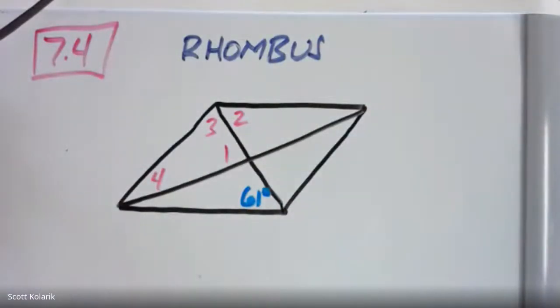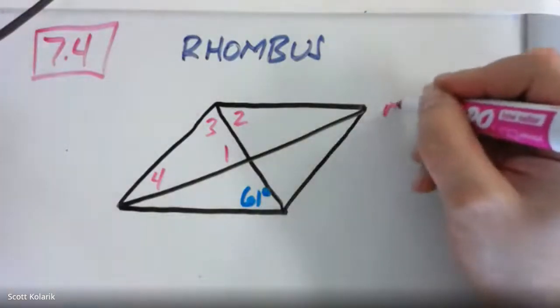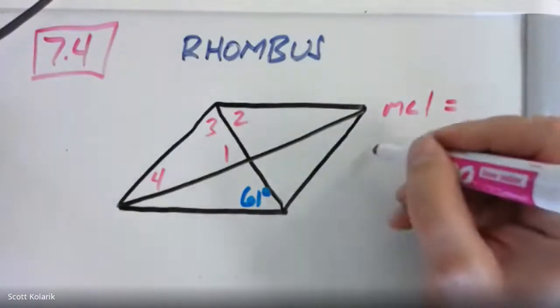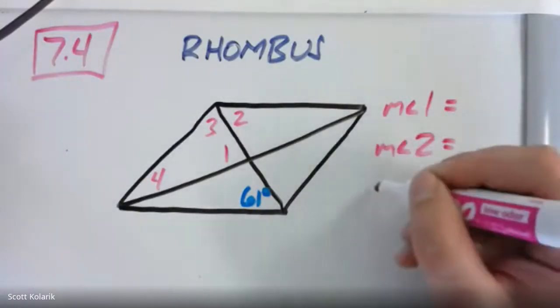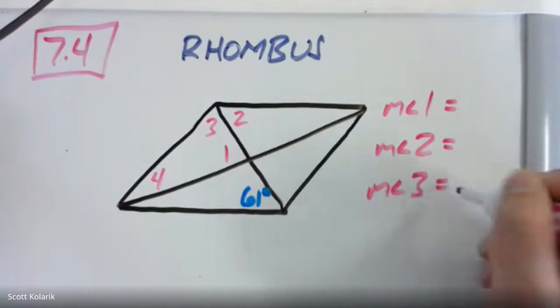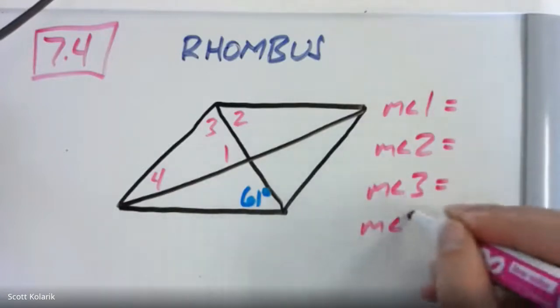And your job will be to solve for each of the missing angles. So it'll give you something like this: measurement of angle 1 equals blank, measurement of angle 2 equals blank, measurement of angle 3, so on and so forth, however many numbered angles there may be.